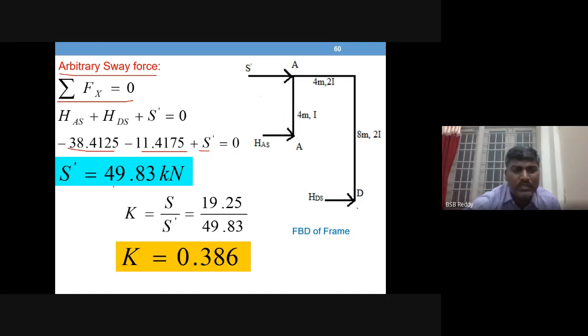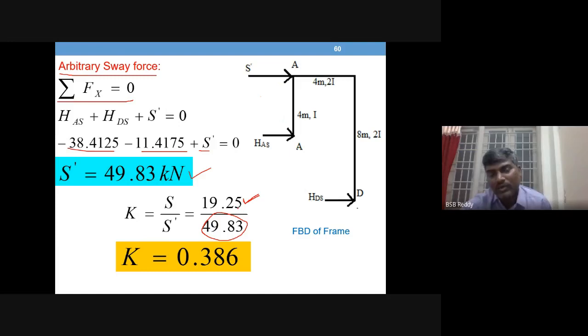So S dash is equal to 49.83, whereas to stop sway, you just need 19.25. But for the moments that you assumed, the force is coming to be 49.83. So if 49.83 is developing minus 100 and minus 50, how much will this 19.25 develop the moments?